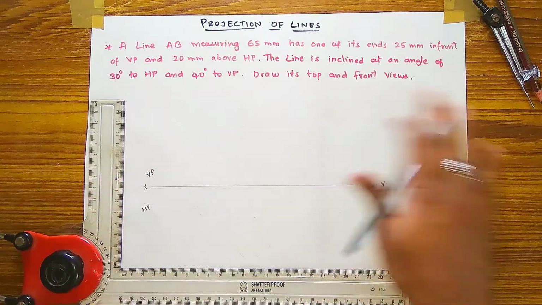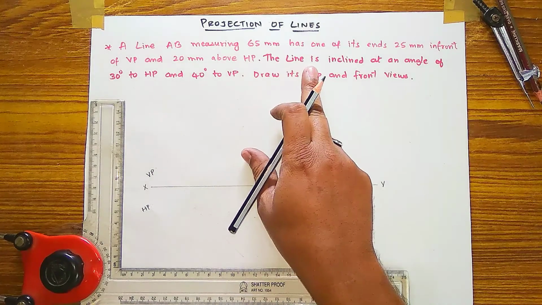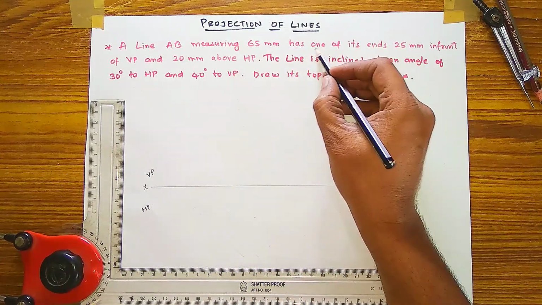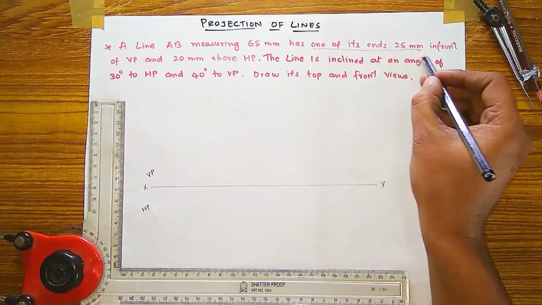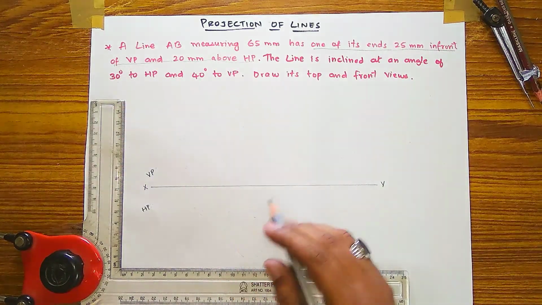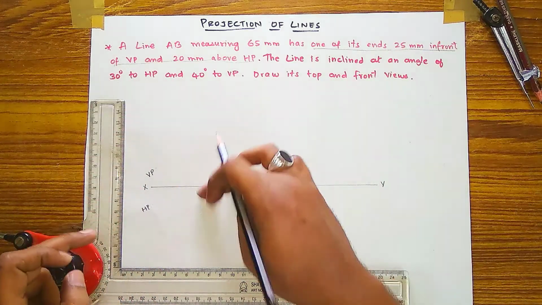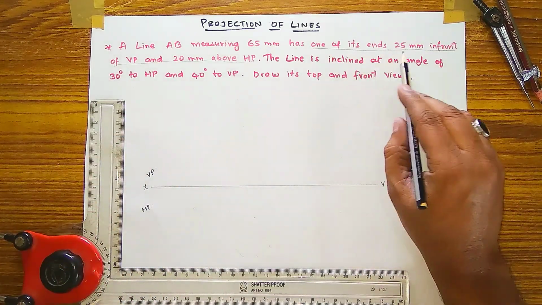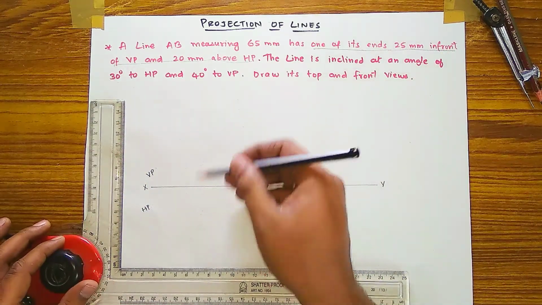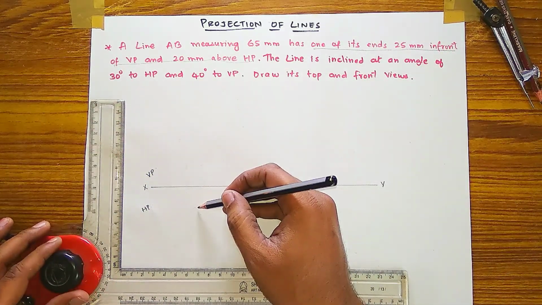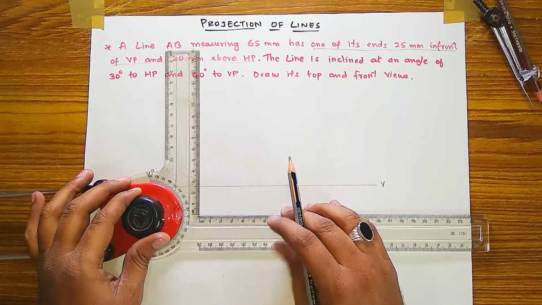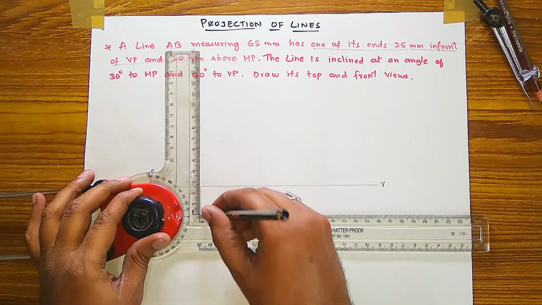So first we have to see the dimensions. As said in the question, one of its ends is 25 mm in front of VP and 20 mm above HP. So this sentence is above and below. One of its end 25 mm in front of VP means you have to draw on HP 25 mm, as said in the question. So you have to draw 25 mm like this downwards.